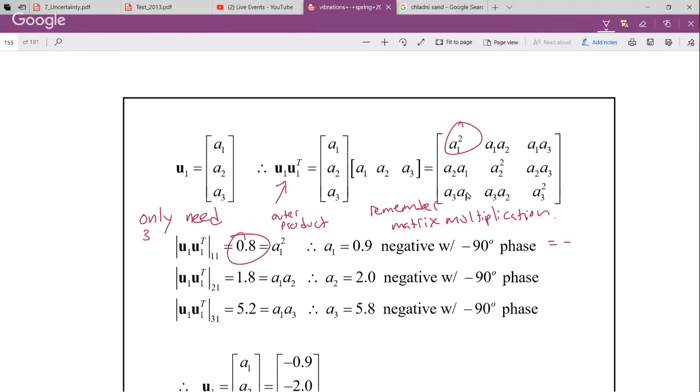That's going to be negative 0.9. Similarly, from the previous slide, T1 is 1.8. You define it as this, it doesn't matter. A1 times A2, we already know. And the last quantity calculated on the previous slide was element 3,1, which is A3 times A1. We know A1, so we can calculate A3. The phase is minus 90 on all of them, so all three of these are negative.